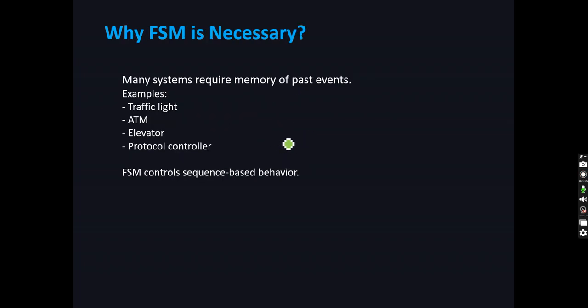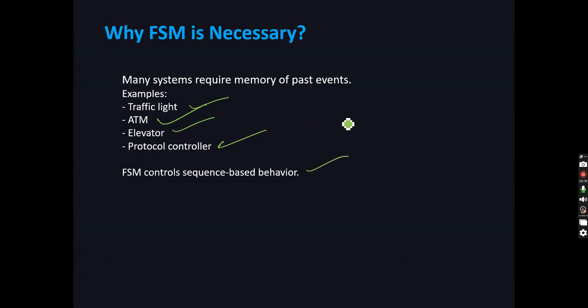So why are we using FSMs? In day-to-day life, FSMs are everywhere. Systems require memory of the past. We are amazed at how digital circuits remember, and how memory plays its role. That is present as registers inside the FSMs. Traffic lights work with FSM states, ATMs work with FSMs, and so do elevators. Protocol controllers also use them, which is an advanced topic we'll go through. Mainly, an FSM controls sequence-based behavior.